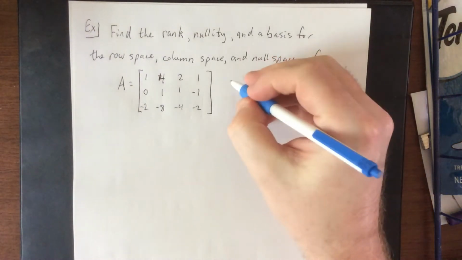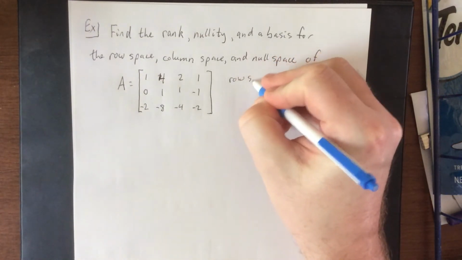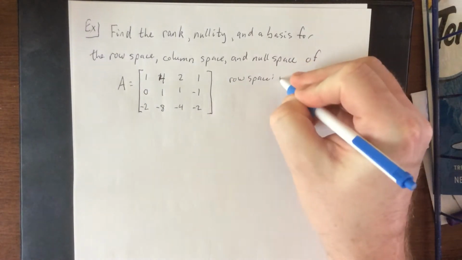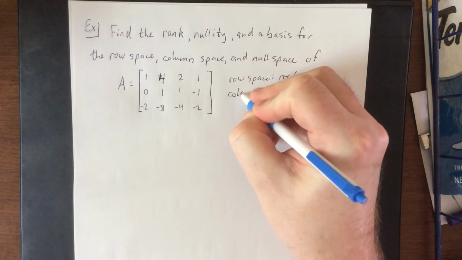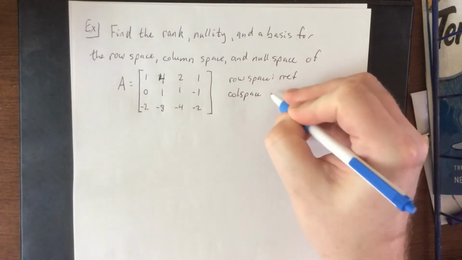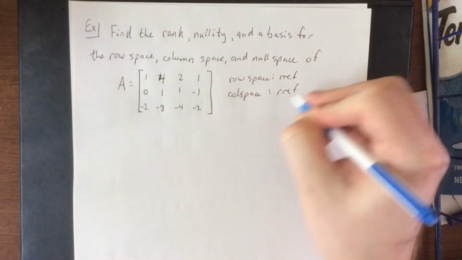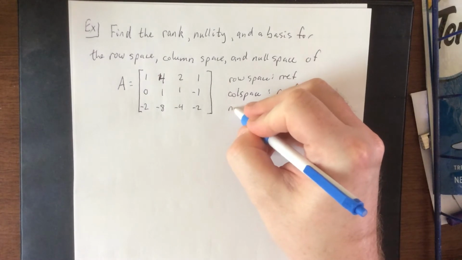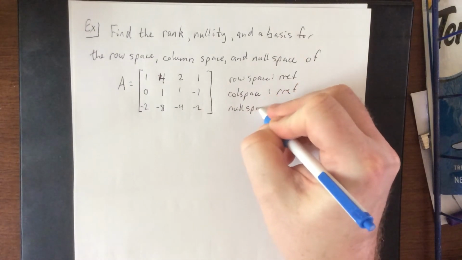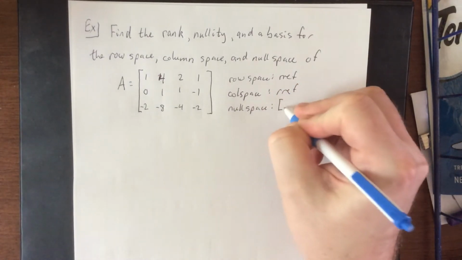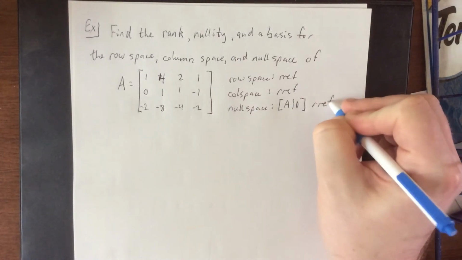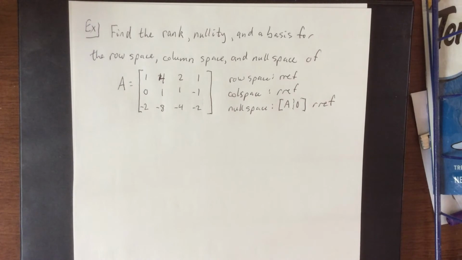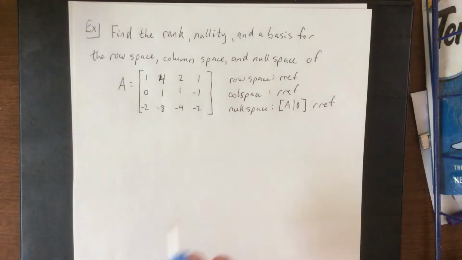Now, if I'm interested in the row space, I'm going to need reduced row echelon form of this matrix. If I'm interested in the column space, I'm going to need reduced row echelon form. And if I'm interested in the null space, I'm going to need to augment with zeros and then take it down to reduced row echelon form. So regardless of what I'm doing, I'm going to take this matrix down to reduced row echelon form.